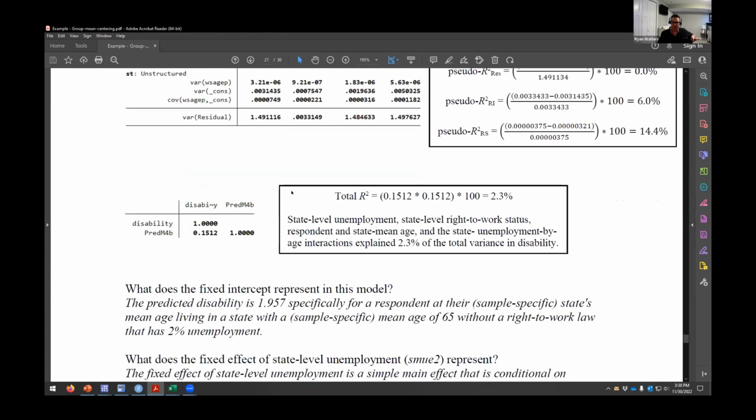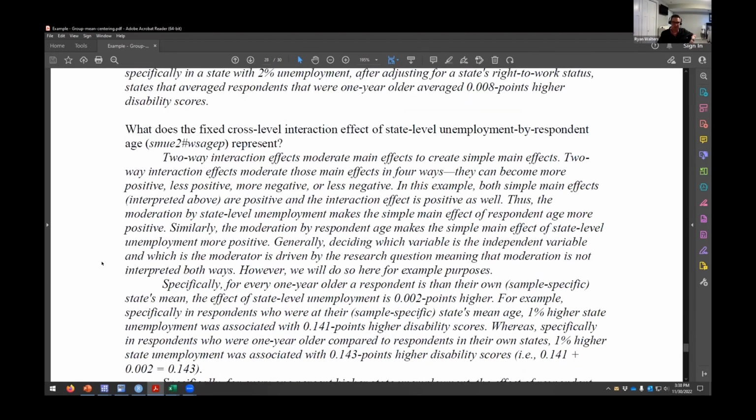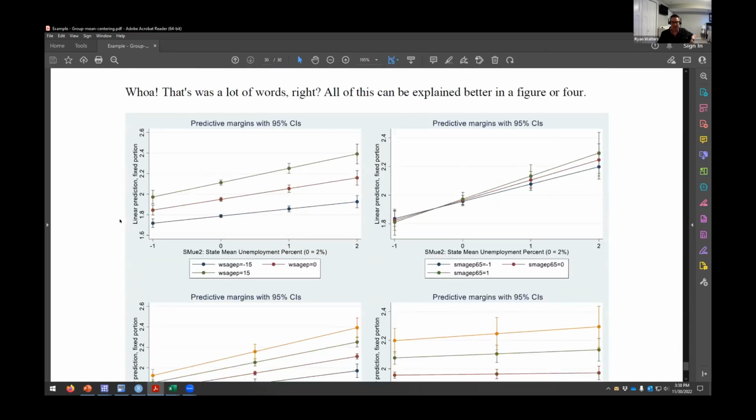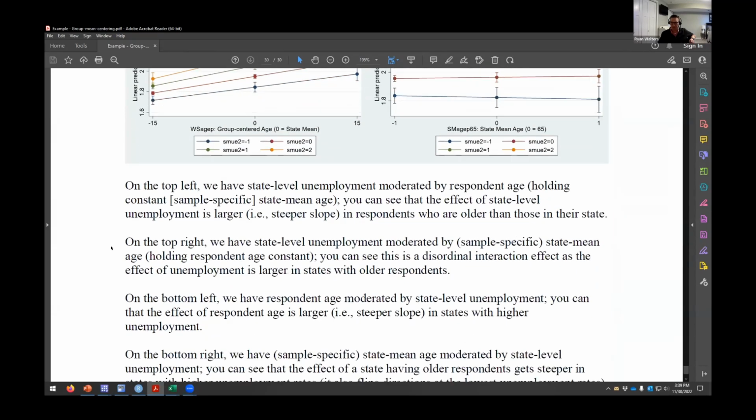Total R square, again, provided here as well. All interpretations, both directions provided. That's a beast of an interpretational section. And then pictures as well. So again, state mean age, the effect of unemployment is larger when people are older. The effect of age is larger in states in which people are unemployed at a greater percentage. And then interpretations are provided here as well.